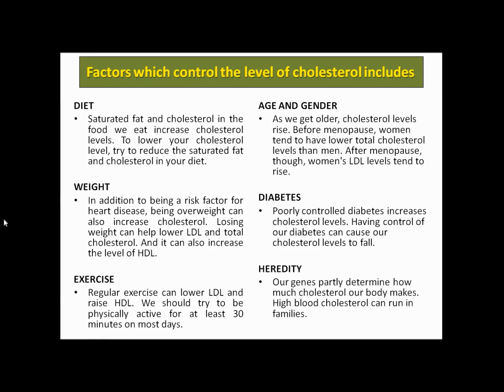The next one is heredity. The last one: our genes partly determine how much cholesterol our body makes. It is always observed that if your parents are lean and thin, the child also becomes lean and thin. Similarly, if the parents are healthy and fat, the child also becomes healthy and fat. So sometimes obesity, or being overweight, is somehow related to your parents by some genetic relationships.